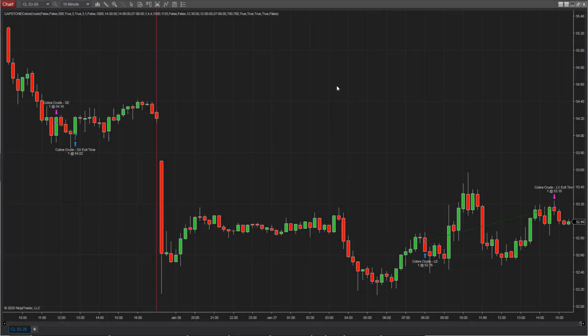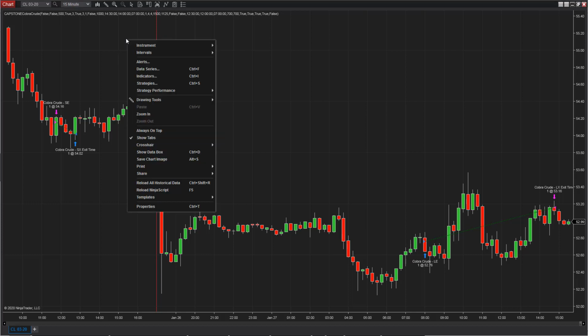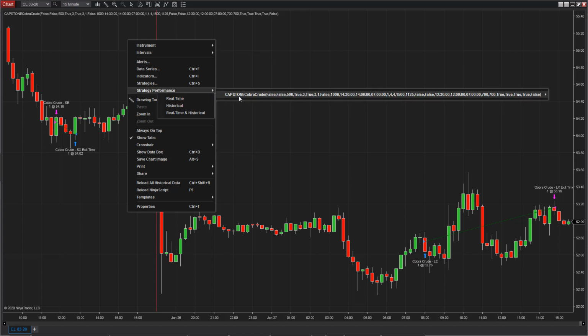All right, today we're announcing the release of Cobra Crude 2020 in NinjaTrader 8. We've converted this strategy. It has a conservative and aggressive version, and it is part of the All Strategy Access. So those that are waiting for NinjaTrader 8 conversions, this is done. The others will be done by the end of the week. I'm going to show you the portfolio layouts in a minute. Let's first look at this strategy, the performance summary.